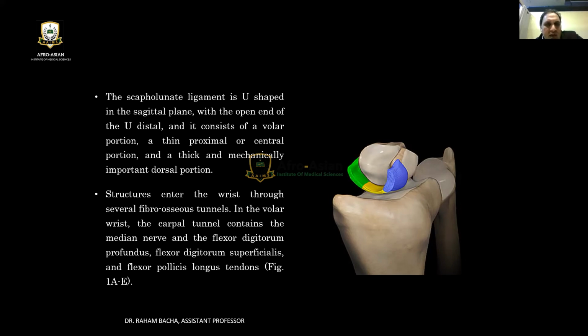Sorry. Structures enter the wrist through several fibro-osseous tunnels. On the volar wrist, the carpal tunnel contains the median nerve, the flexor digitorum profundus and superficialis tendons, and the flexor pollicis longus tendon.